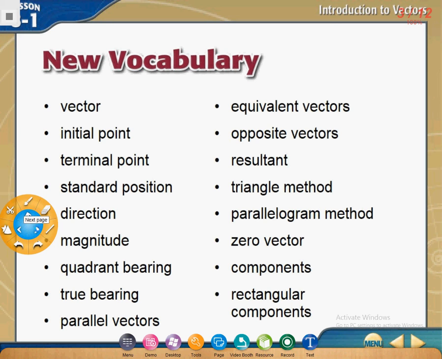Okay, so last time we had the vocabularies. We took the meaning of vector, initial point, terminal, standard, direction, and magnitude. Now we said that the vector should contain direction and magnitude. The magnitude is the length of the vector. Today, inshallah, we will take the meaning of quadrant, bearing, and true bearing. This is our lesson.